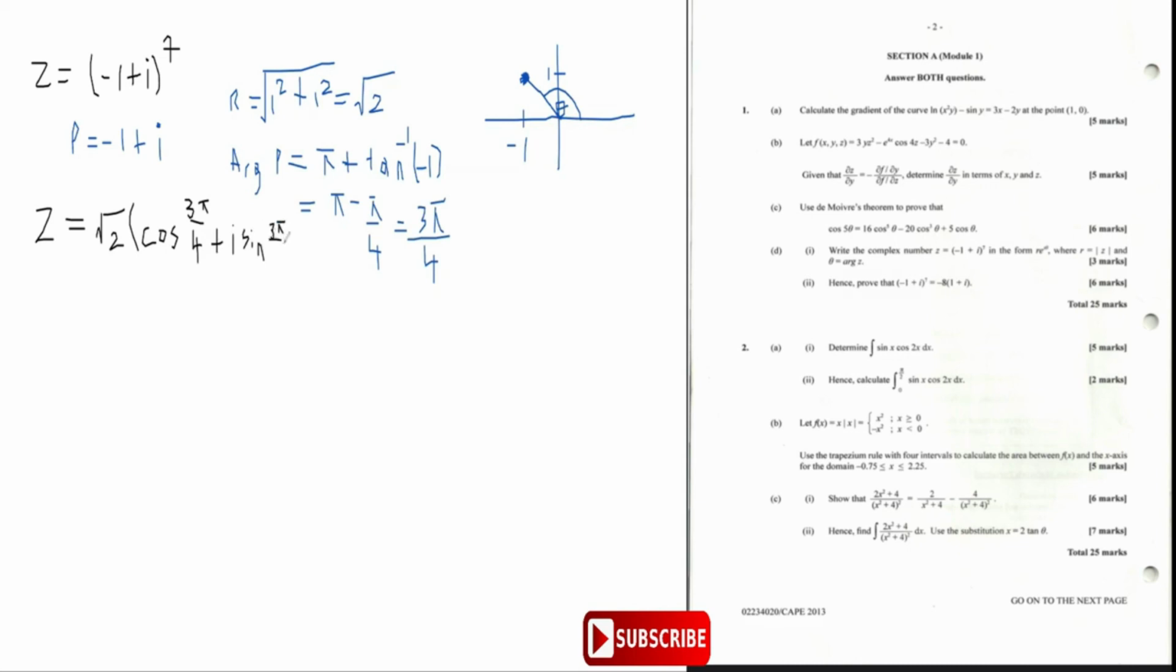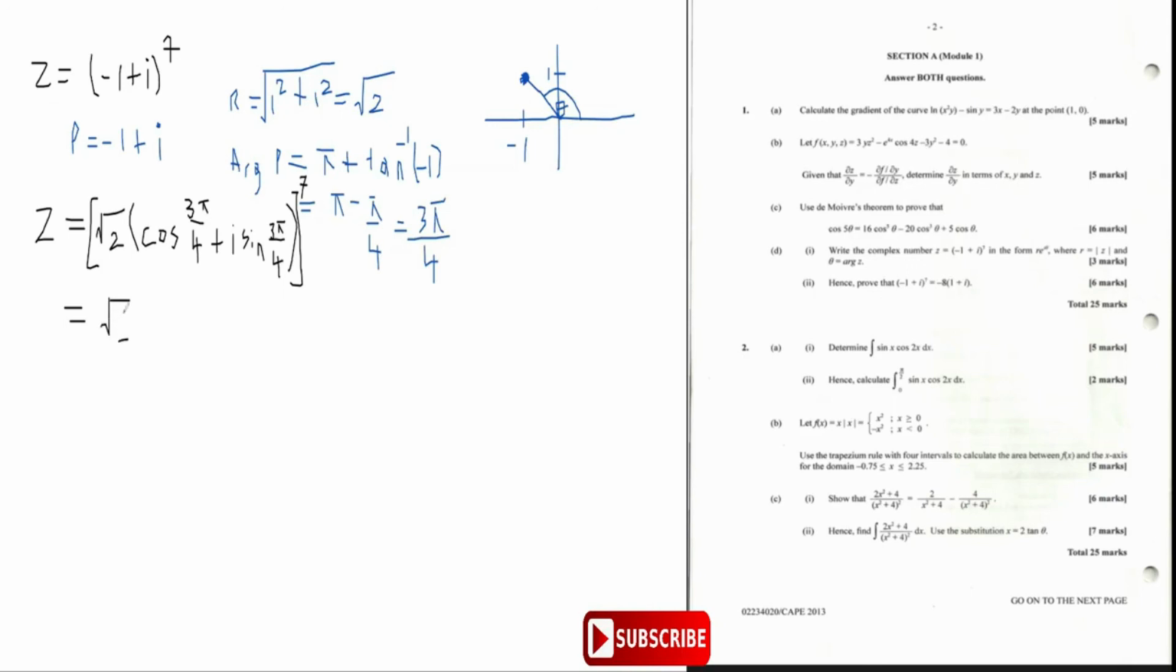And all of this is being raised to the 7th power. All of this, every little thing right here, is being raised to the 7th power. So if we're raising all of that to the 7th power, it's going to be root 2 to the 7th power, which I don't know what that is.